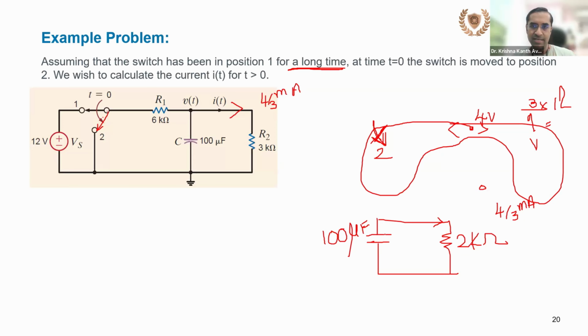The time constant is R into C. So 200 into 10 power minus 2. So about, what does this come to? 10 power minus 4, 200, 10 power minus 3. So about 0.2 seconds, right? T will be 0.2 seconds.